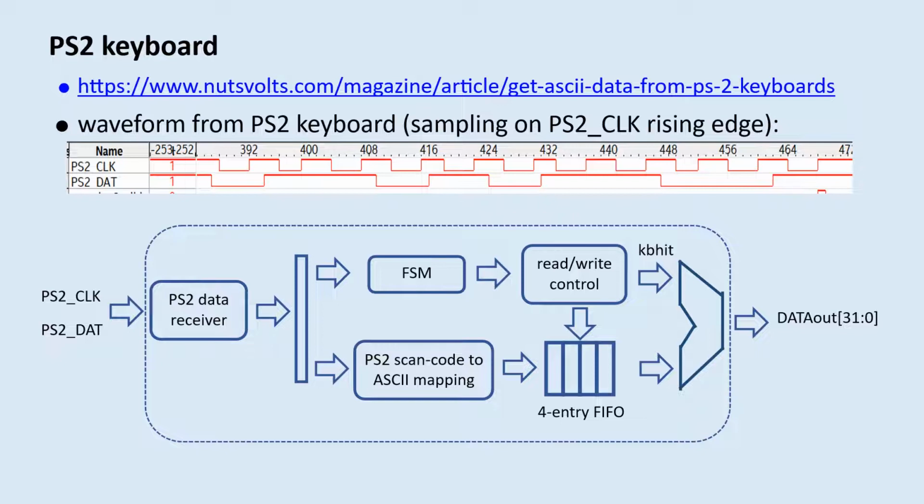For data out from this PS2 keyboard block, I'm muxing a KB hit signal as well as using a 32-bit data width. So when I read with an empty FIFO, it will generate an all ones output. This behavior resembles the kbhit and getch functions in C language, so the software implementation is easier for now.